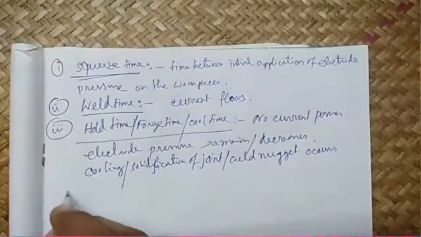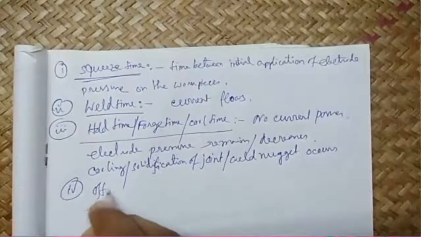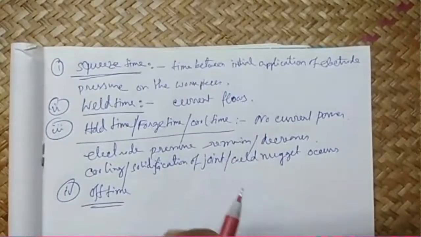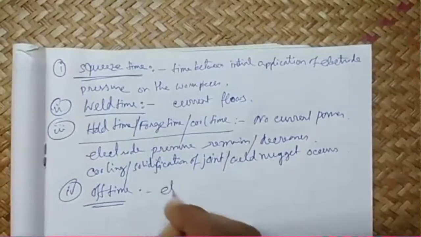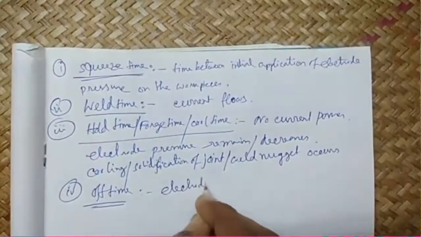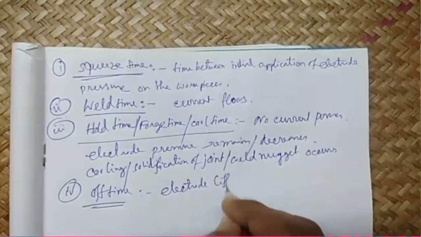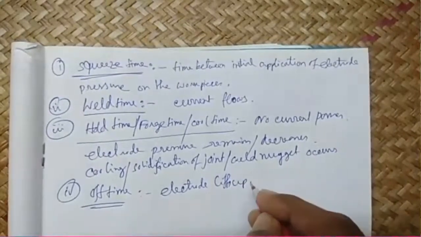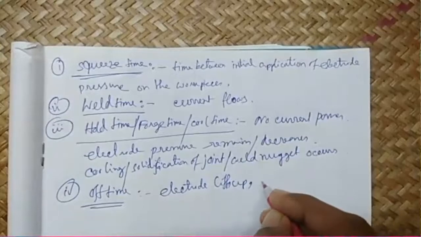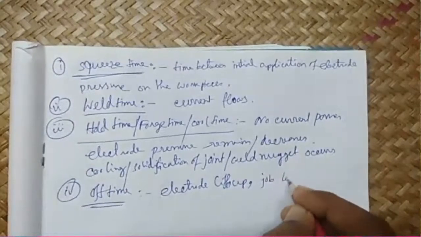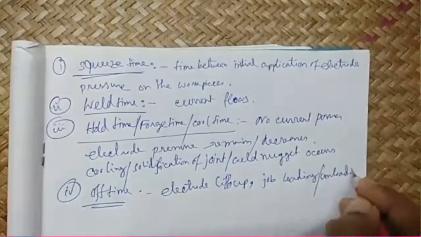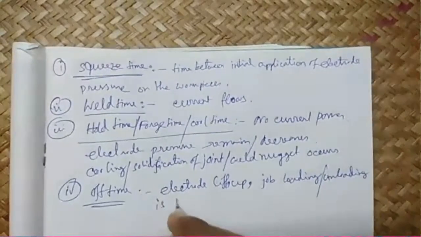Okay, and number 4, off time. So this is the time when the electrode lifts up and job loading or unloading is done.